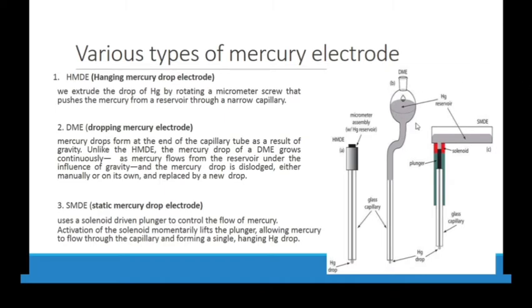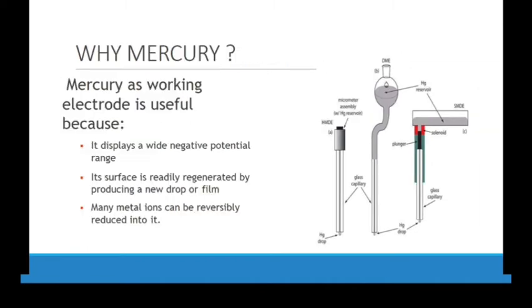Now this one is the dropping mercury electrode. Mercury moves from the reservoir under the influence of gravity. And then we have the static mercury drop electrode. You can control the movement of mercury by the use of these plungers. You just push it and then the drop will dislodge. So these are the three main types of mercury electrode: first one is the hanging mercury drop electrode, second one is the dropping mercury electrode, and third one is the static mercury drop electrode.